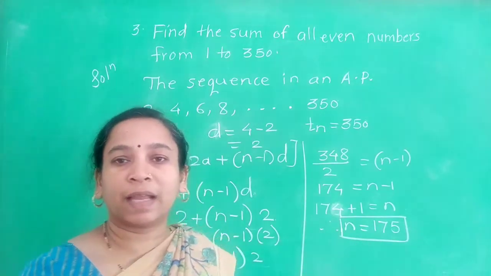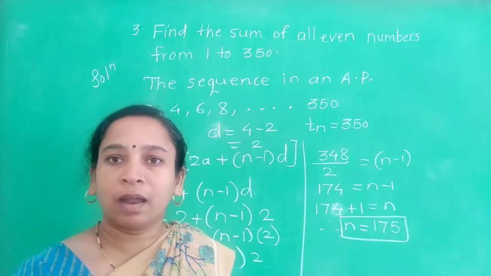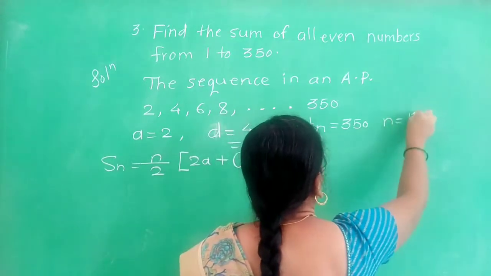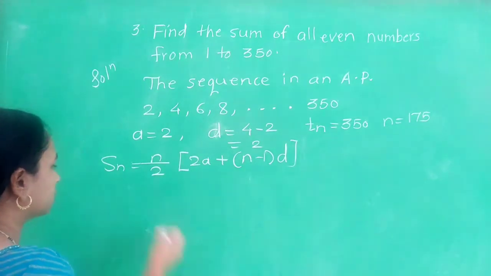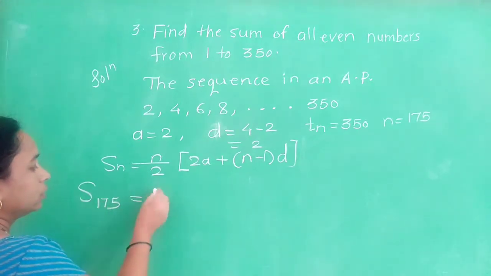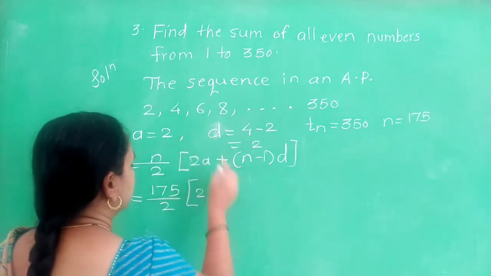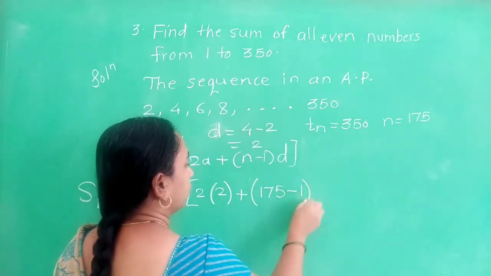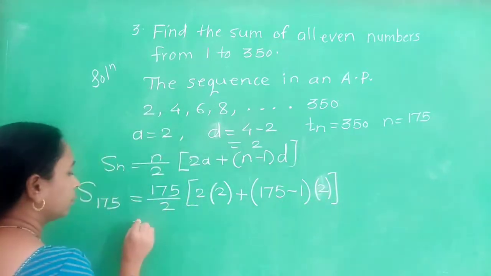So now we have A's value, D's value, and n's value. We can use the formula of Sn and solve this example. Here we have got n's value equal to 175. Now we have all the terms helpful in this formula, so we'll put it in this. So 175 upon 2 into (2 times A's value, 2, plus (175 minus 1) into D). D's value is also 2.